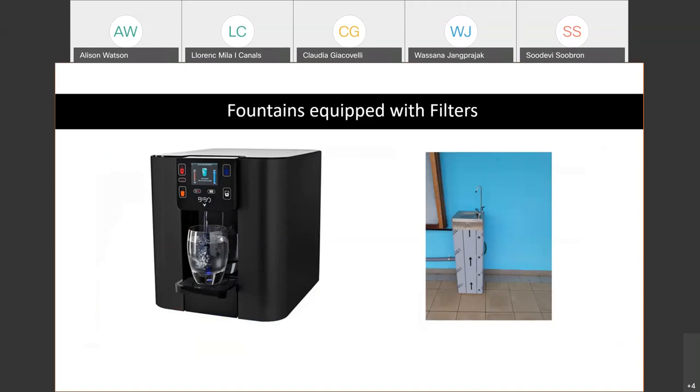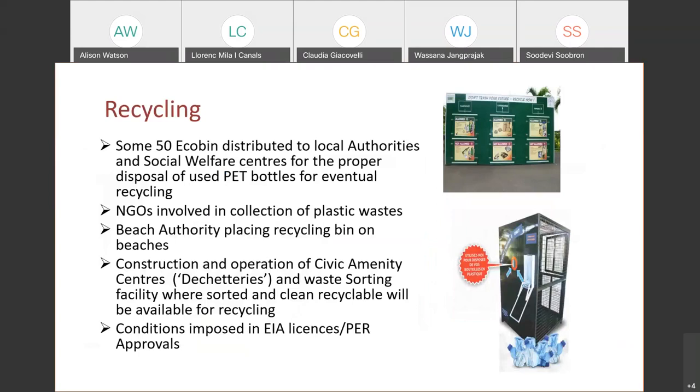Next slide. Okay, so we are also moving towards circularity. We will have to do a lot of recycling. We are putting a lot of eco bins, which are being put by our ministry, and we have also the construction of civic amenity centers, so that they can separate their waste and then collect it to the recyclers.